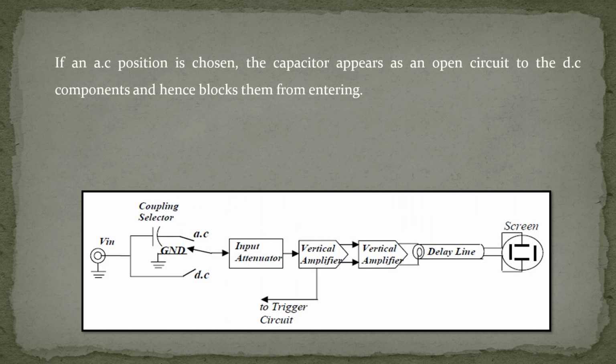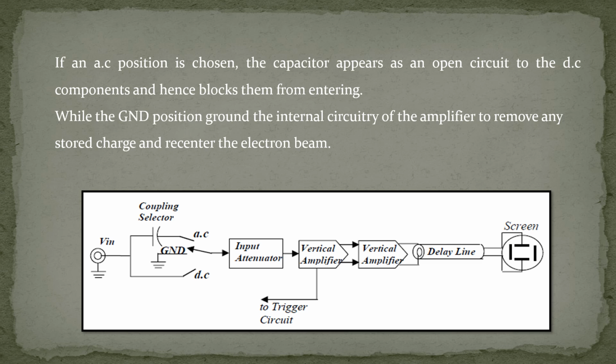If the AC position is chosen, the capacitor appears as an open circuit to the DC components and hence blocks them from entering. When the ground position is chosen, it grounds the internal circuitry of the amplifier to remove any stored charge and recenter the electron beam.